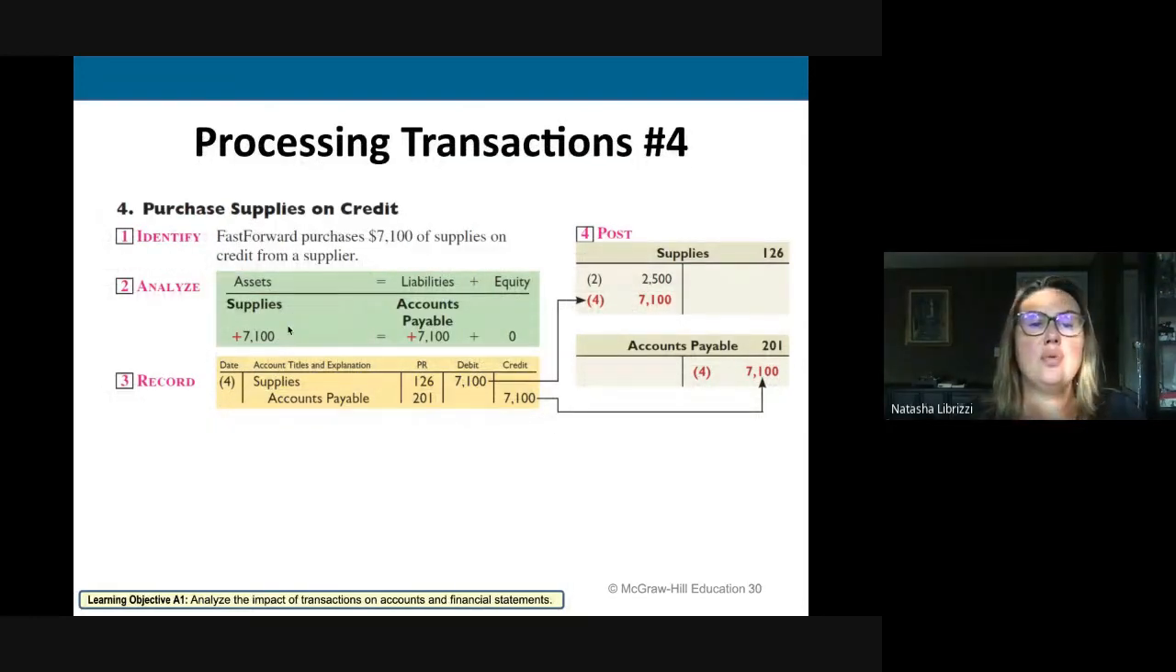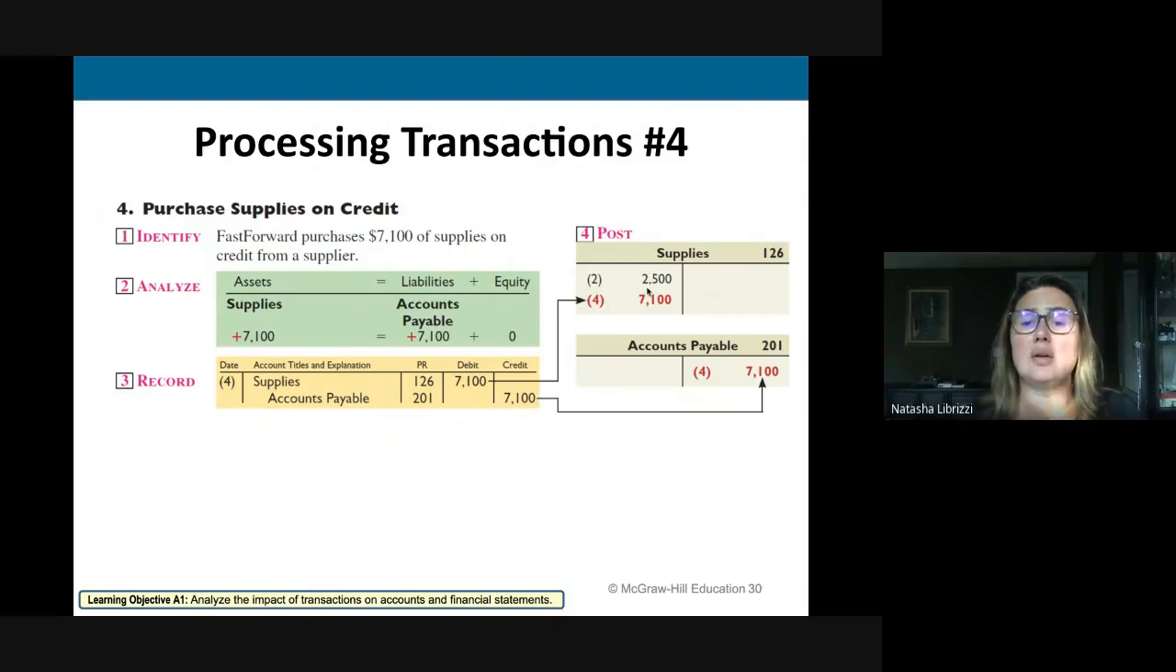And transaction 4, we purchase supplies on credit. So when we have a credit, it's a liability, and a liability goes up with a credit. I have to remember that. And supplies is an asset, it goes up with a debit. Again, I'm going to list my debit first. Increase in supplies of 7,100. Accounts payable gets increased as a credit, 7,100.